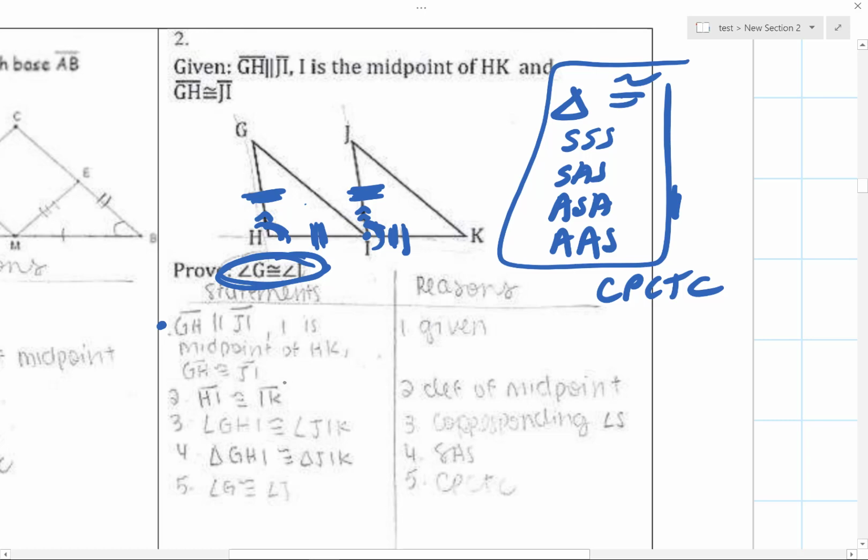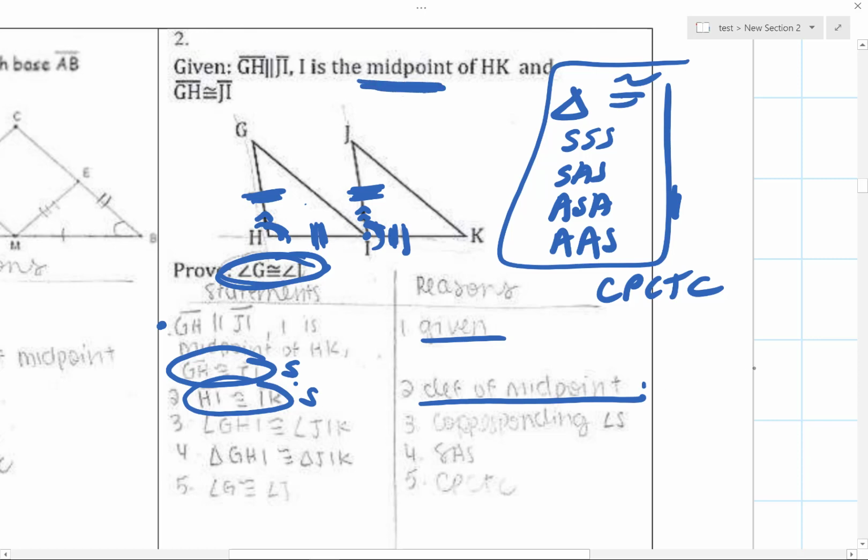So here's one side being congruent because they simply told us so, it was given. And here's another side being congruent because that's what it means to be a midpoint, that it divides it into two congruent segments. So every time you have a midpoint in your given, you're going to have a definition of midpoint there. And then here's your angle, because they're corresponding angles. And then they're in the order side, angle, side, because the angle's included between those two sides.